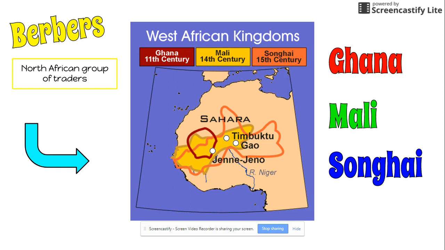So now we're going to shift our gaze over to Africa and talk about the three early African kingdoms in West Africa in particular, because this is the region that really comes into contact with the Europeans, where all of the slave ports eventually will come from.